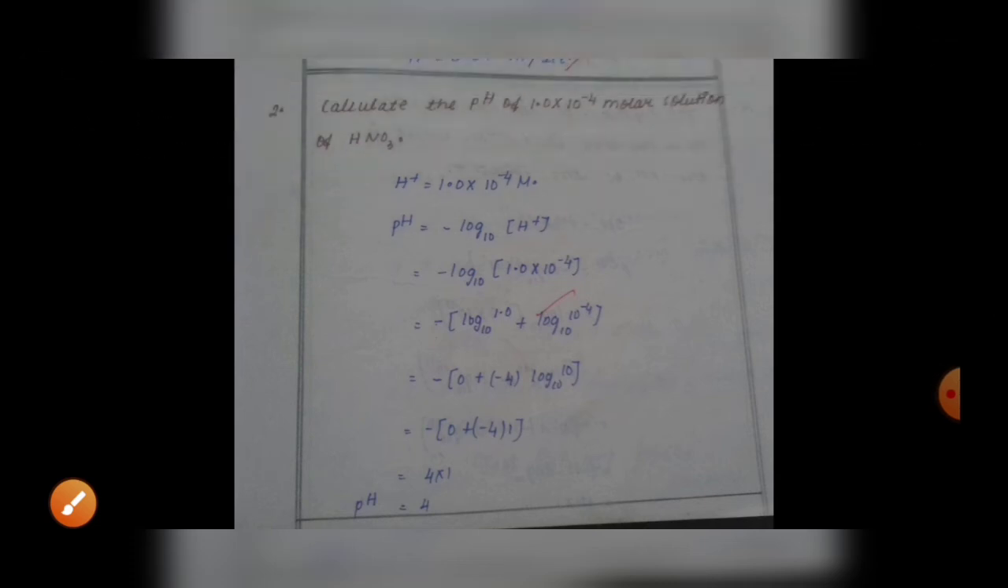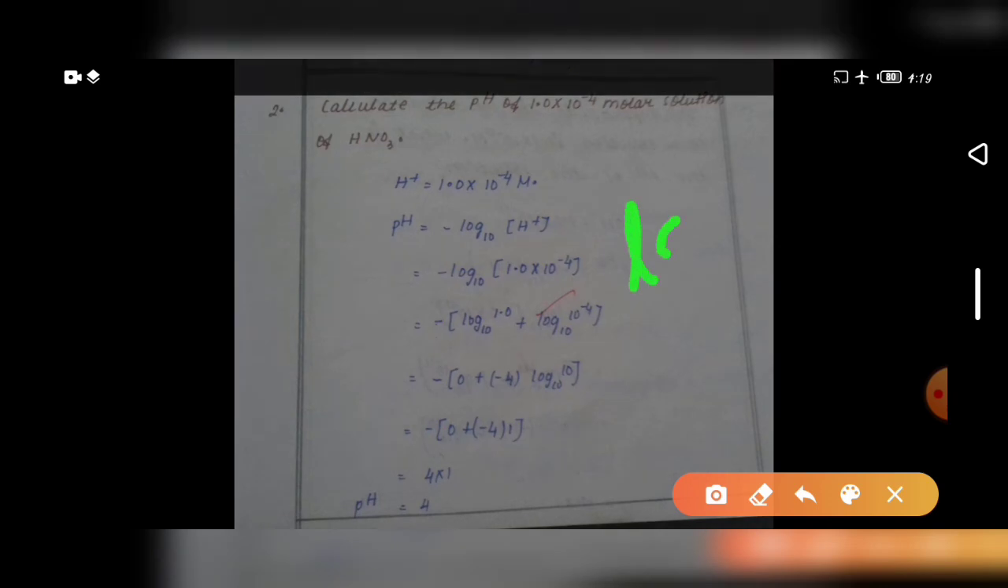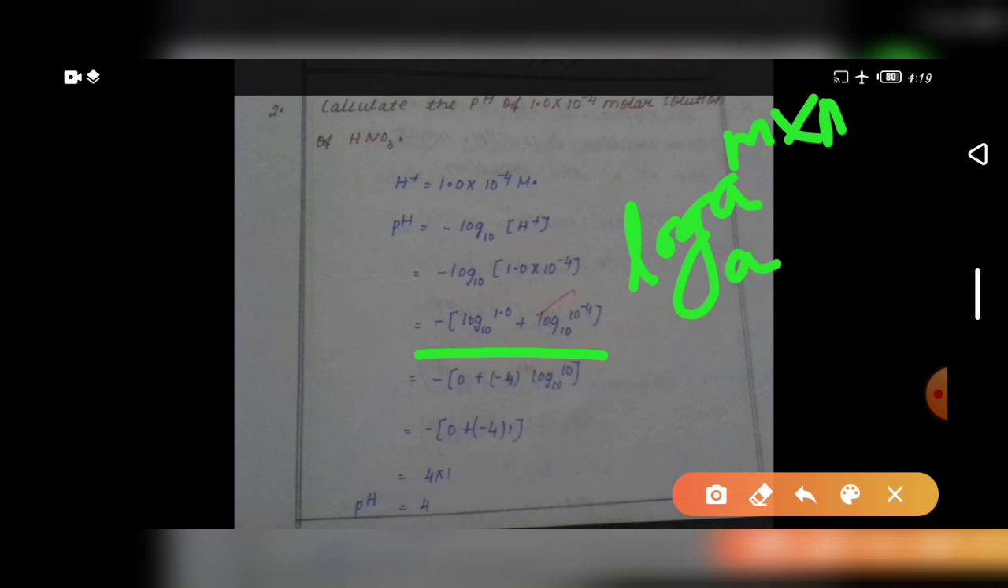Next, the second sum: calculate the pH of 1.0 into 10 power minus 4 molar solution of HNO3. HNO3 means H+, so H+ equal to 1.0 into 10 power minus 4. Same method. You have to split it using the log of a power m into n base a format. After that, you use the log a base a formula, and you get pH equal to 4.